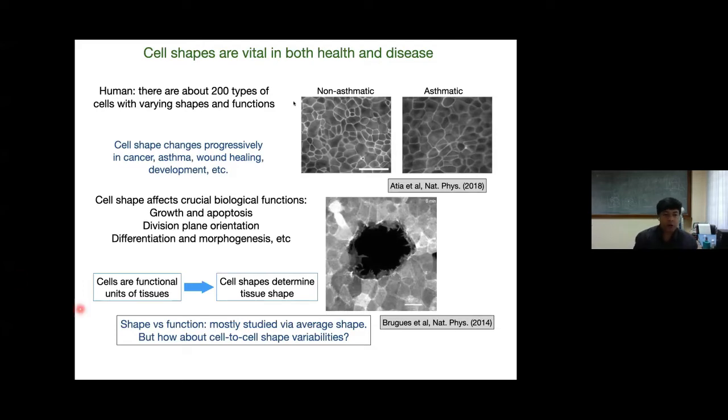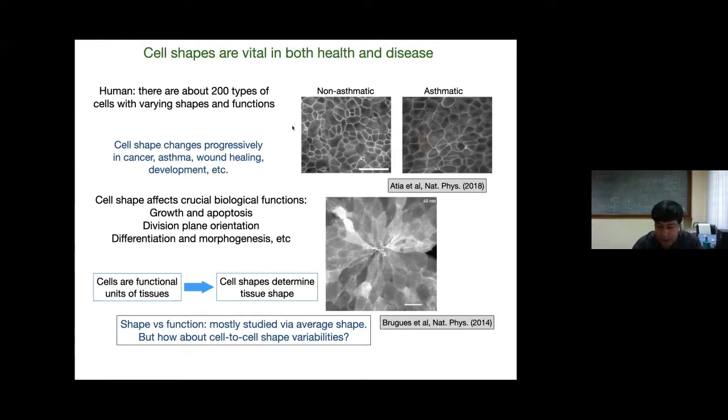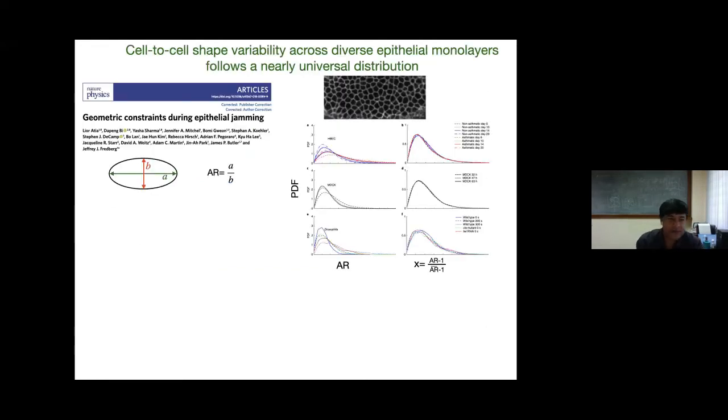morphogenesis. Moreover, cells are the functional units of tissues. So tissue shape must originate at the cell shape. But how it happens remains one of the fascinating questions of developmental biology. Till now, this relation between shape and function has mostly been studied via average cell shape. But as you see in these figures, cell-to-cell shape also varies. So how about the cell-to-cell shape variabilities?